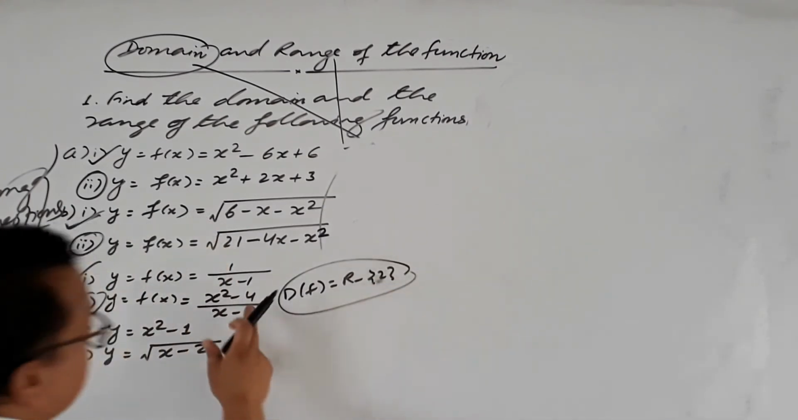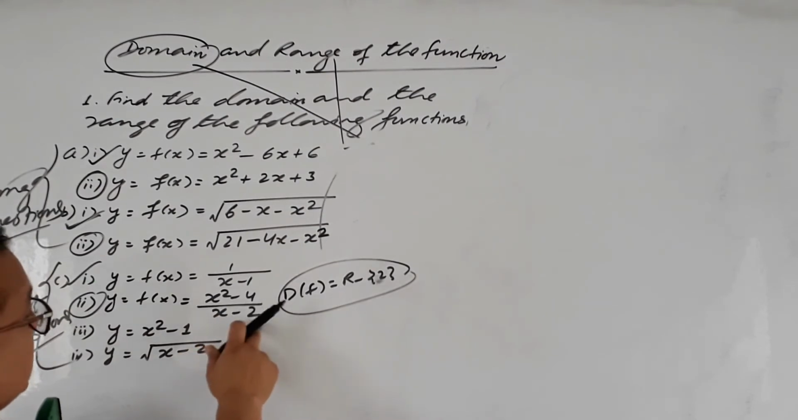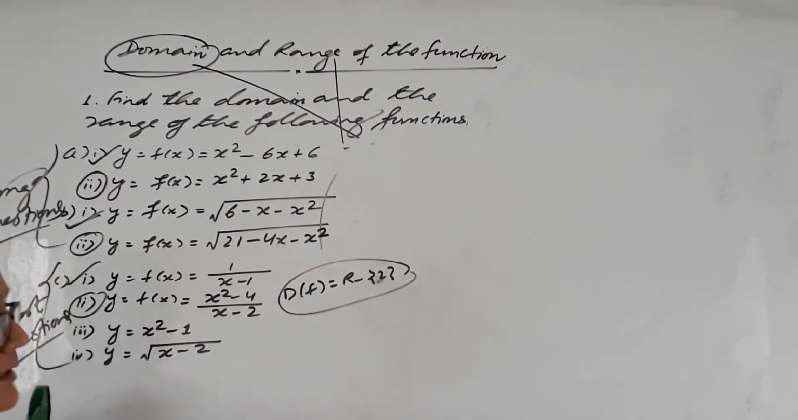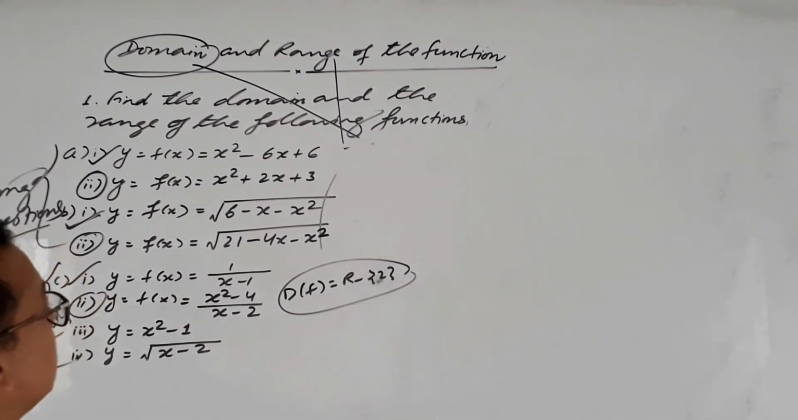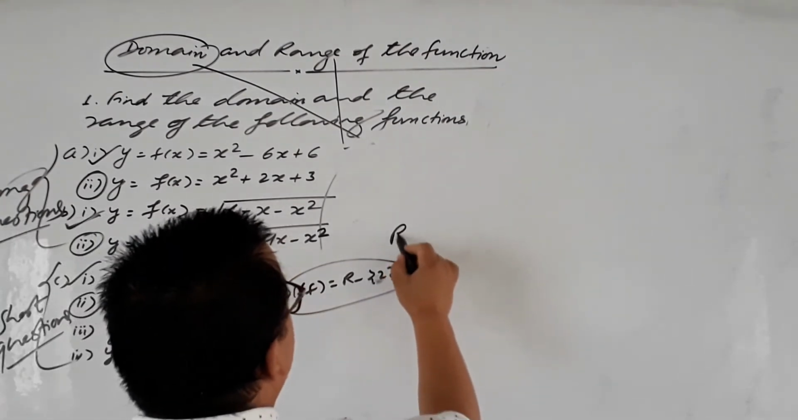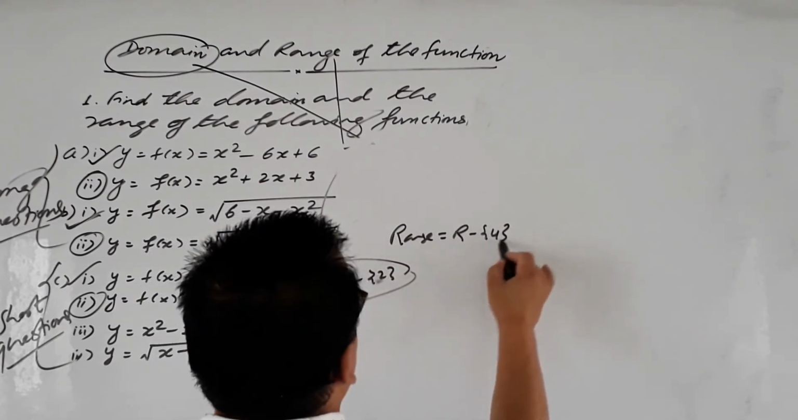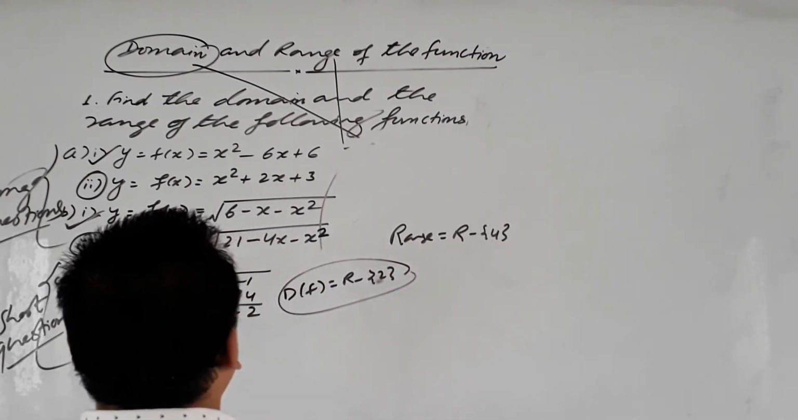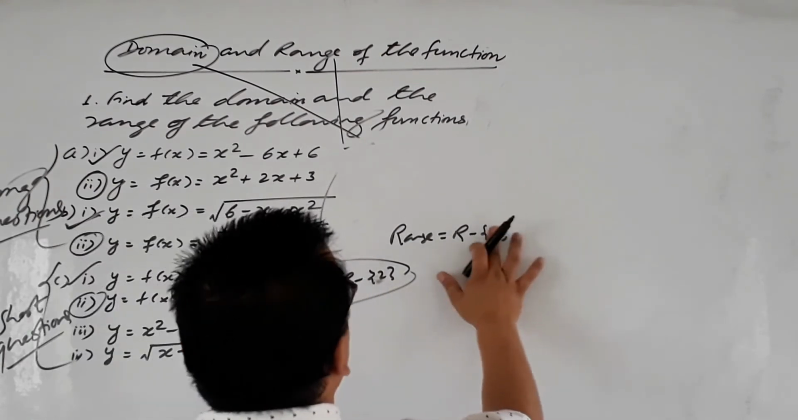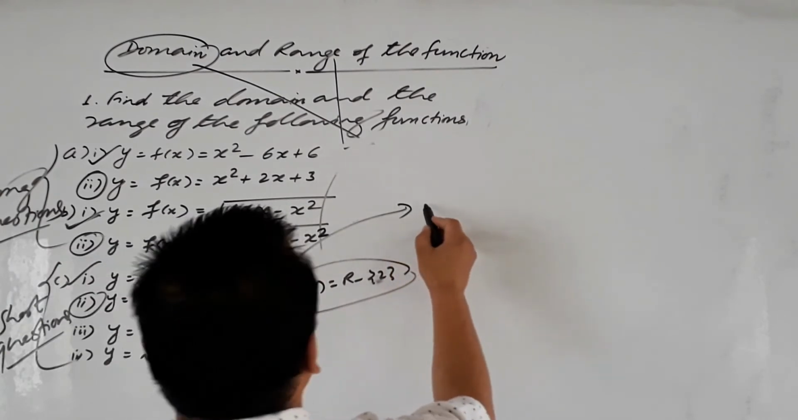Because the function is defined for all except 2, we can't take 2 here. Otherwise, if we take 2, it will be a case of an indeterminate form, 0 upon 0, so no value. So the domain of the function is R minus 2, and the range will be R minus 4, or let me take 2. Domain is simple. For the range you will do it this way.